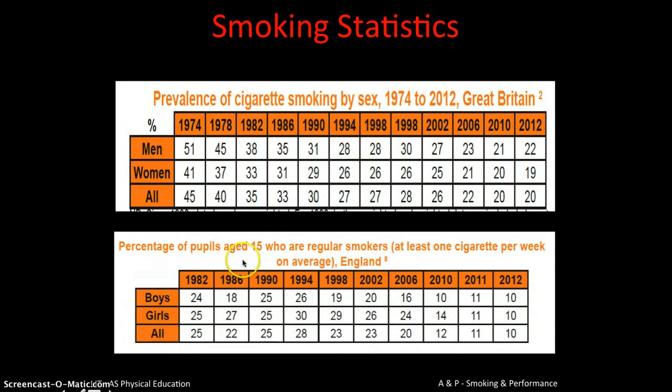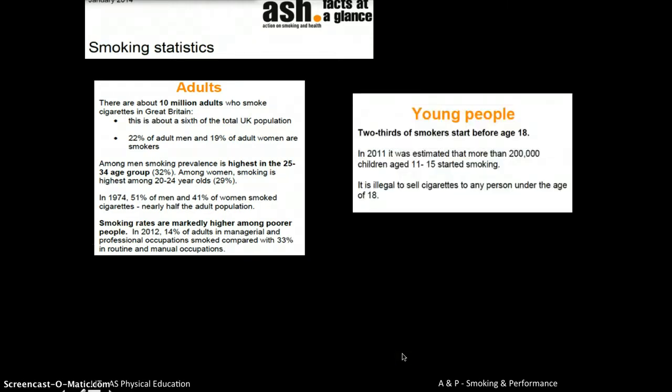Percentage of pupils aged 15 who are regular smokers, who smoke at least one cigarette a week on average. So again, we can see that numbers have dropped for both girls and boys, but we're still looking at about 10% of girls and boys aged 15 being regular smokers, and that's particularly worrying statistics. So these came from Action on Smoking and Health in 2014. So adults are about 10 million adult smokers, 22% of adult men and 90% of adult women. I suggest you pause the video and have a little look at those. It's actually quite interesting data there.